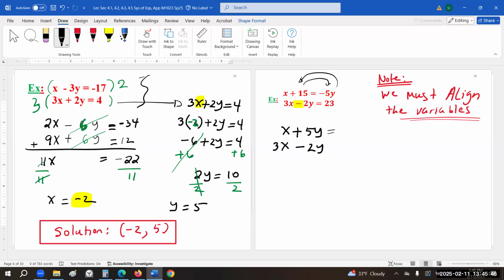15 is positive on the left, but we want to bring it on the right. Negative 15. And the bottom one is already a number, so you don't have to worry about the bottom one. And now it's aligned. XX, YY, number.